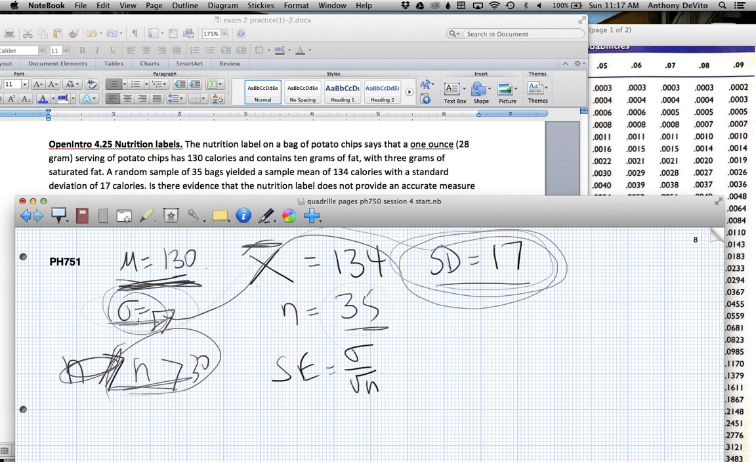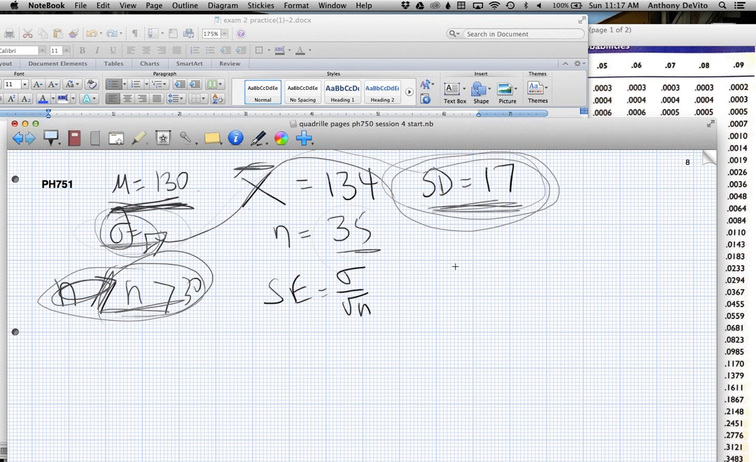We either need to know sigma, or we have to have a sample size bigger than 30 if we want to use the standard deviation for the sample. Okay, so I'm going to go ahead and solve this now. What's my standard error equal to? Standard error is going to be equal to, I don't know sigma, so I have to use 17 over the square root of the sample size, which is 35.